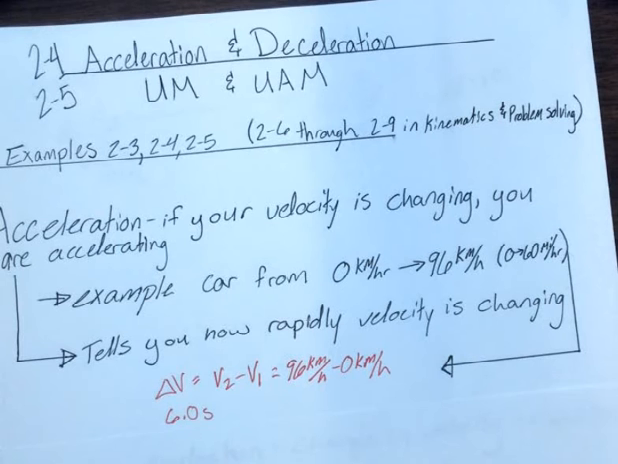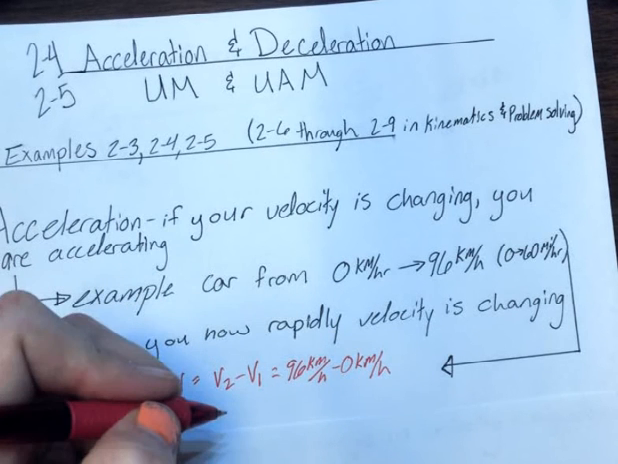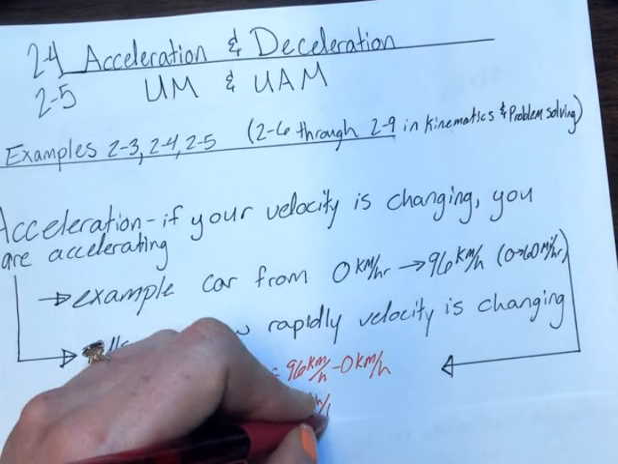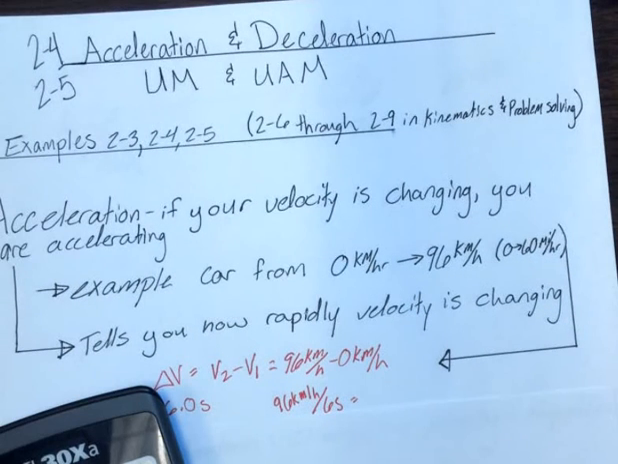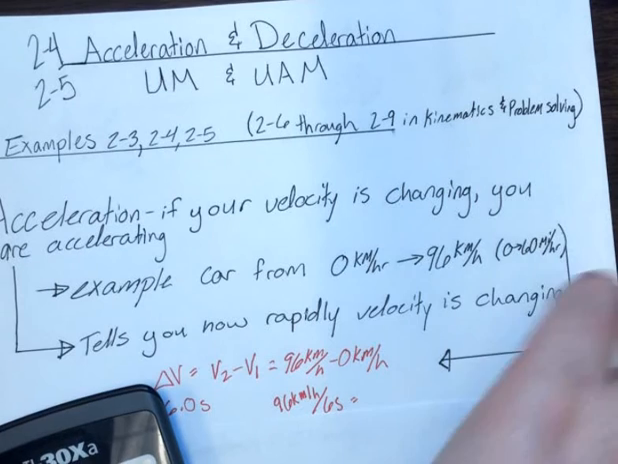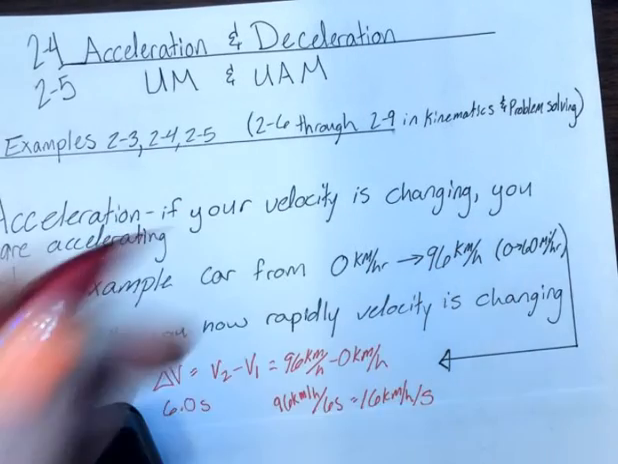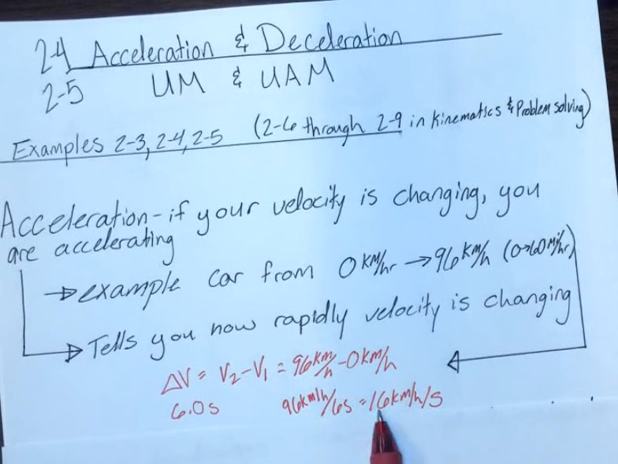So that means that the car is making this change from 0 kilometers an hour to 96 kilometers per hour in 6 seconds. So that means that every second that car is changing by 96 kilometers per hour divided by 6 seconds, that would be 16 kilometers per hour every second. That's the change that the car is able to do in that situation, and that would be acceleration. How fast is the velocity changing? Well, it's changing 16 kilometers per hour every single second.